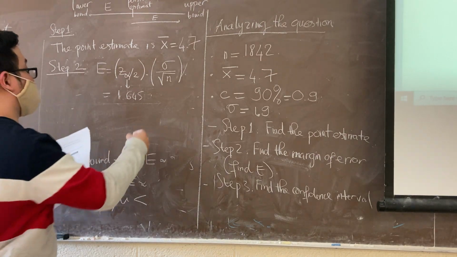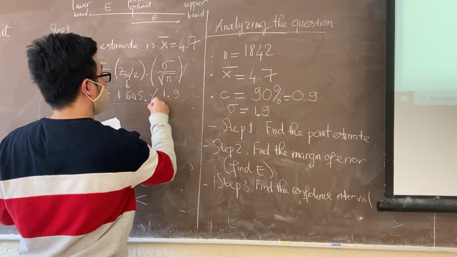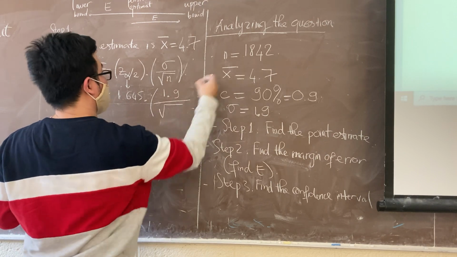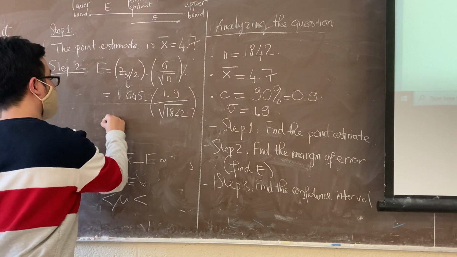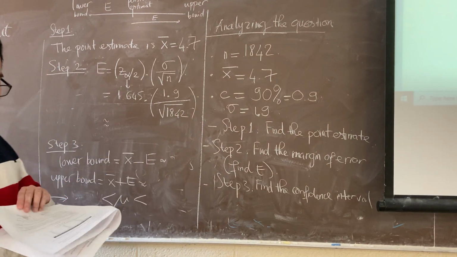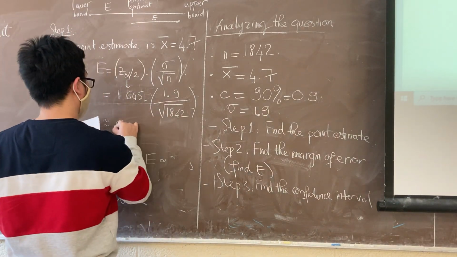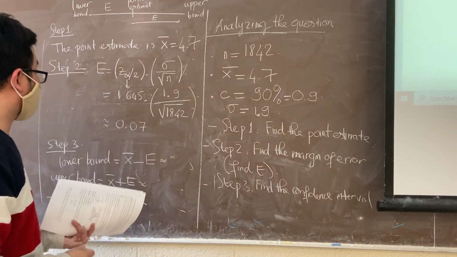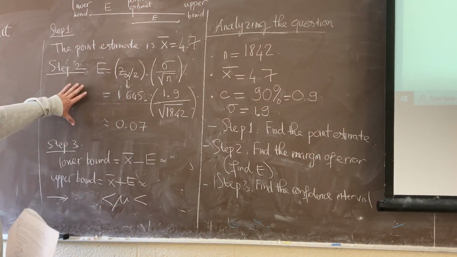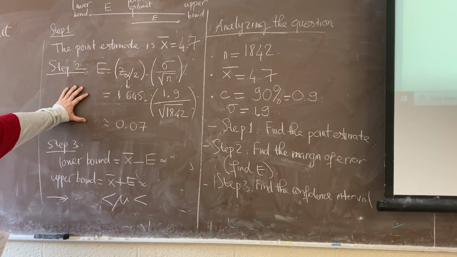And after that, we take sigma, which here is 1.9, divided by the square root of this number. After that, you will get the result here, 0.007. That is step 2. We have the margin of error. Any question? To find the margin of error, just replace the numbers.